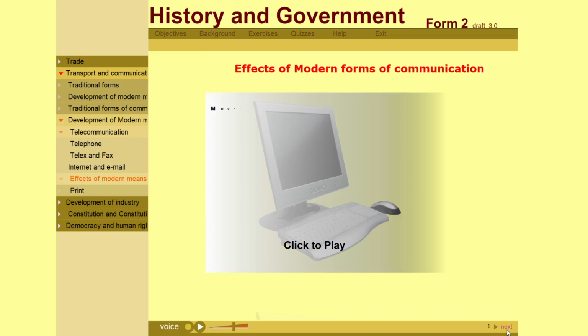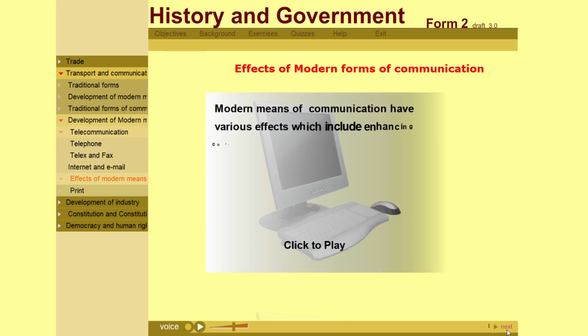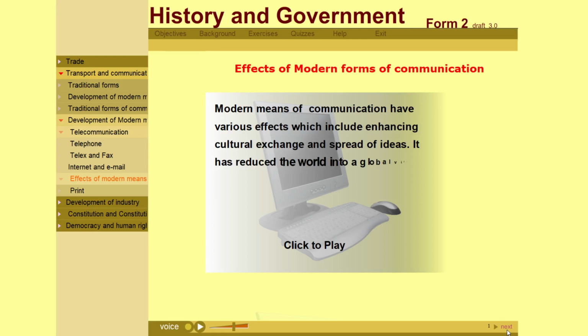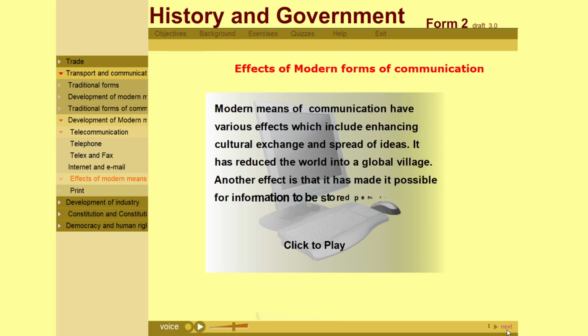Modern means of communication have various effects, which include enhancing cultural exchange and spread of ideas. It has reduced the world into a global village. Another effect is that it has made it possible for information to be stored permanently.